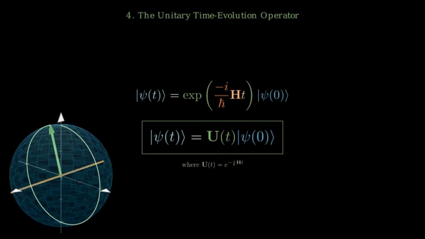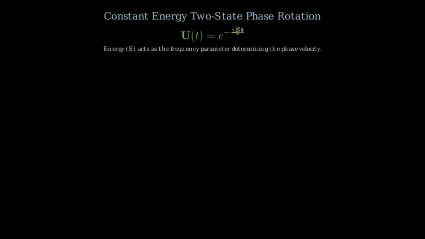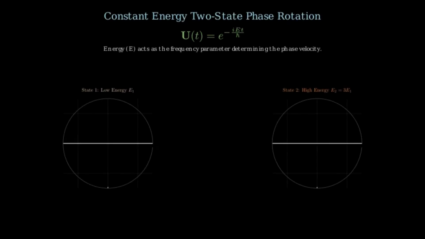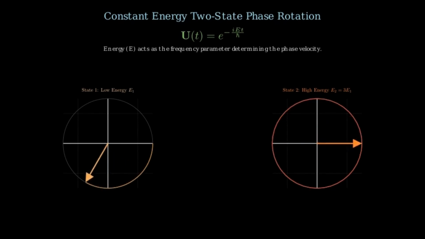For example, in a two-state system with constant energy E, the unitary time evolution operator becomes a simple phase rotation, e raised to minus i E t over h bar. The energy dictates the exact speed at which the state vector spins through its complex circle in Hilbert space.